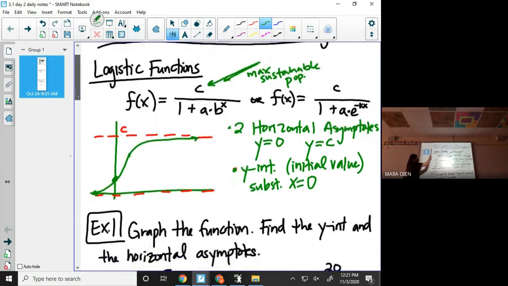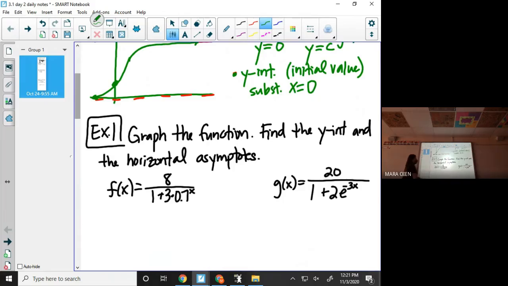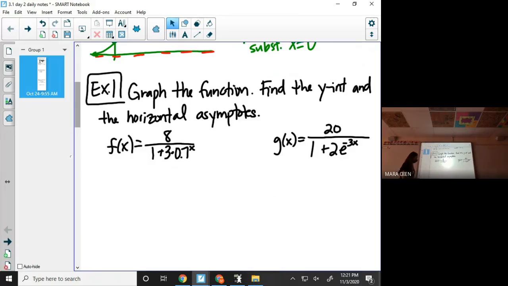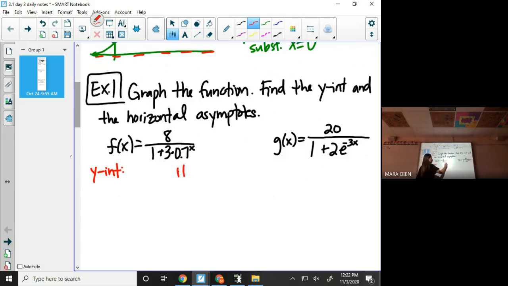So we're going to try just this one, where it says graph the function, find the y-intercept and the horizontal asymptotes. So these are logistic functions. They're both going to be logistic growth functions. I'll show you how much work I need to see for ones like this, because there will be one like this on a future test or future quiz, so I want to make sure you can understand exactly what I'm looking for. For this first one, I'm going to find the y-intercept, and I'm going to find the horizontal asymptotes, and then I'm going to draw my graph.